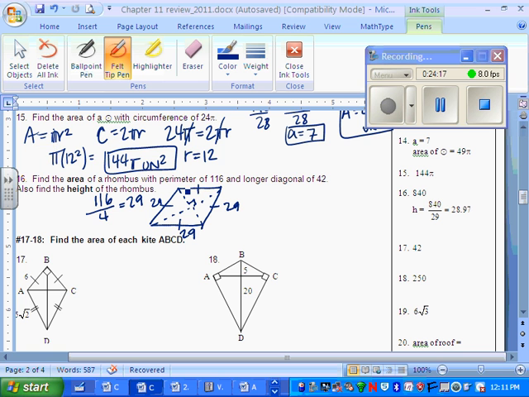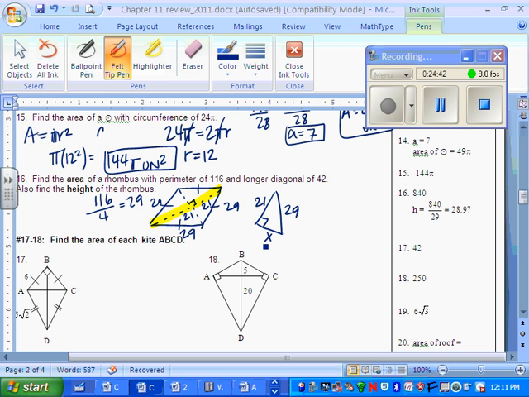Remember, in a rhombus the diagonals are perpendicular to each other, so we have a right angle in the middle right there. The longer diagonal is 42, so this one right here is 42. 42 divided by 2 is 21. So each piece will be 21, 21. If I were to pull out this triangle here, I'm going to have a right triangle.